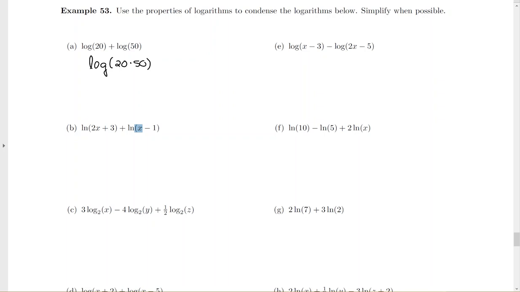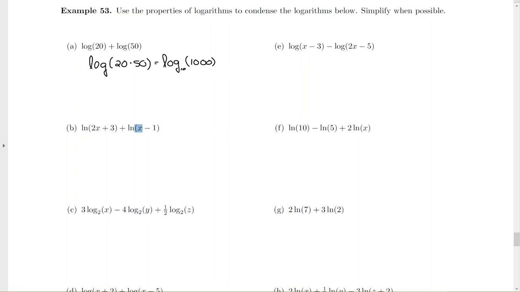Remember, addition between logarithms means multiplication within a logarithm. So this is log base 10 of, and this will work out to 1,000. And because there's all numbers in this argument, we want to see if it can be simplified. So 10 to what power gives me back 1,000.